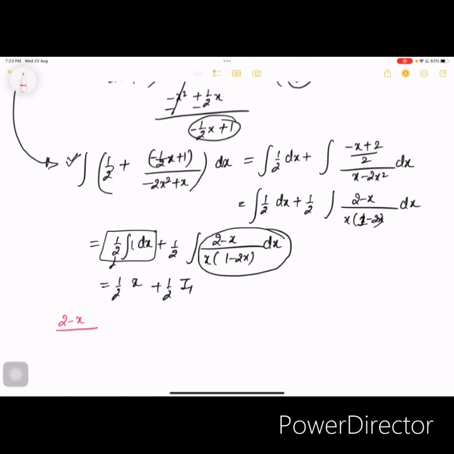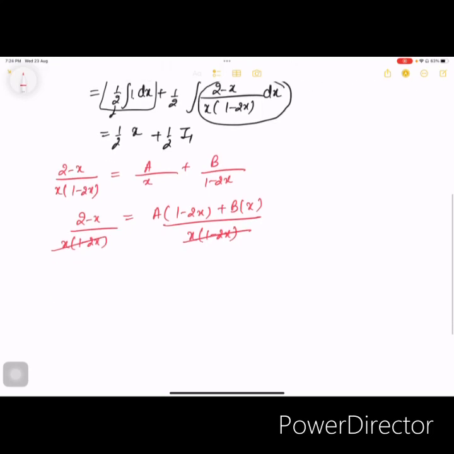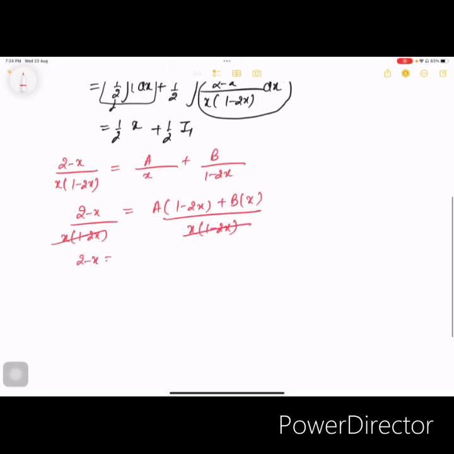So (2 minus x) upon x(1 minus 2x) will become a upon x plus b upon 1 minus 2x. Taking LCM, b x upon x into 1 minus 2x. Denominator is same, so it will get cancelled out. In numerator we will have a(1 minus 2x) plus bx. Comparing the terms of x and constant terms.